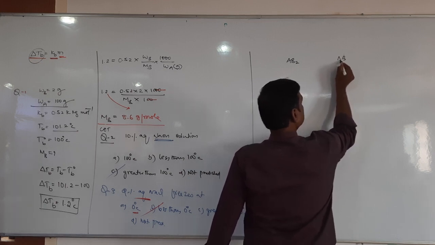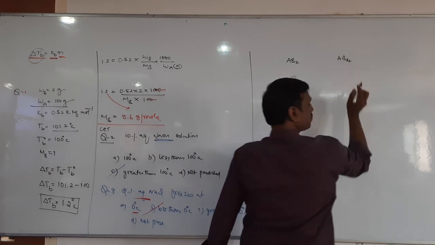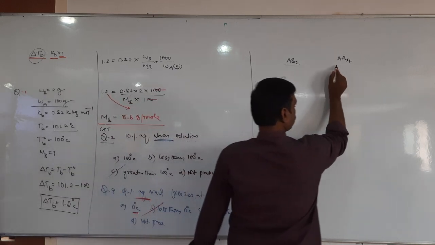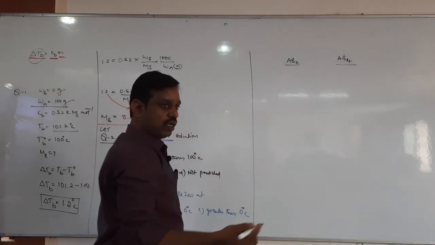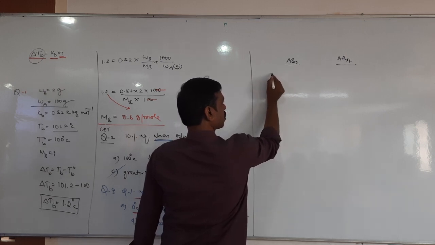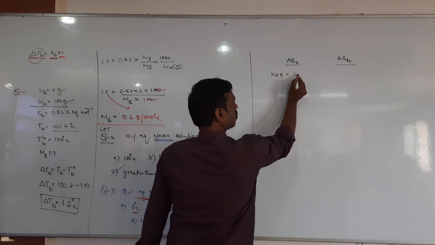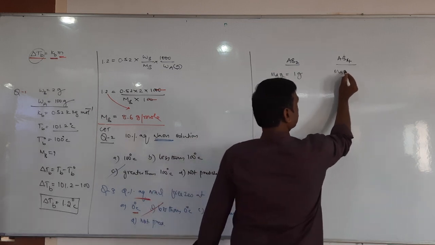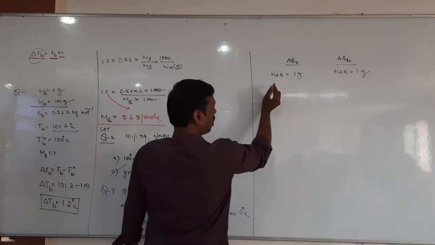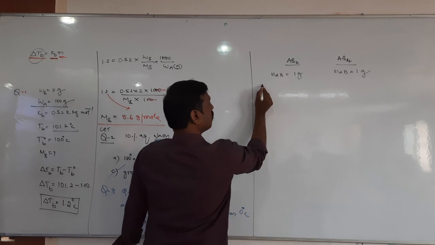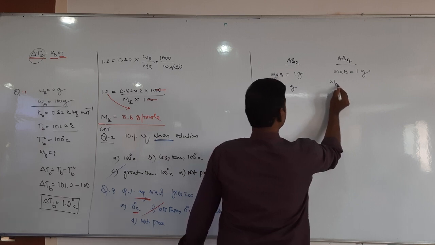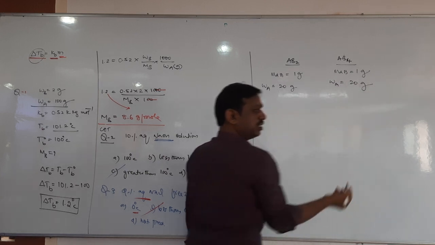Okay, let us see, there are two compounds AB2, AB4. Listen carefully, this is one different question. What is the mass of the AB2? Mass given is 1 gram. Then what is the mass of the AB4? It is also 1 gram. What is the mass of the solvent, WA? 20 grams. It is also 20 grams because both are in 20 grams of benzene only.